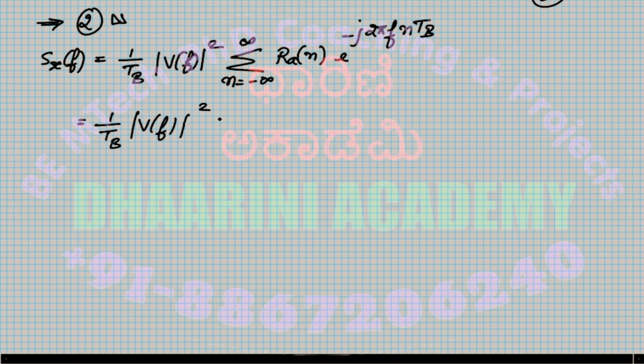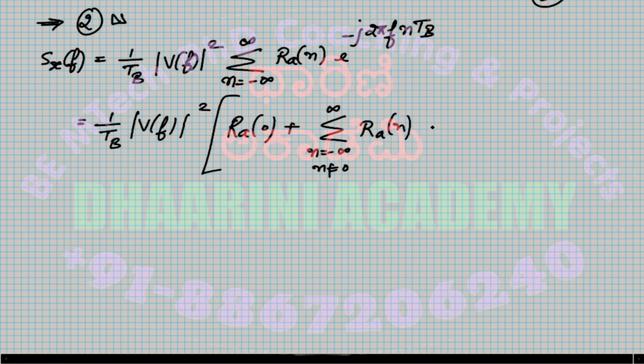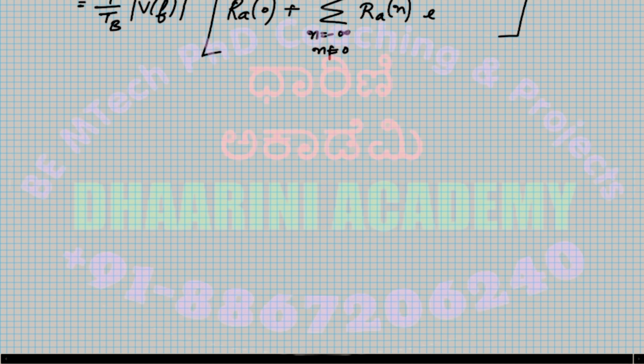I will split this summation, because the Ra of n has two values. One when it is 0, so that is simply Ra of 0, correct? Plus all the other values when n not equal to 0. That means I can write still another summation, that is n equal to minus infinity, but n not equal to 0, till n equal to plus infinity. This still remains the same, Ra of n into e to the power minus j 2 pi f n TB. Hope this is fine. Okay, so let's go further.